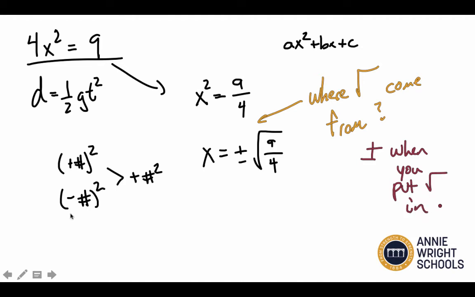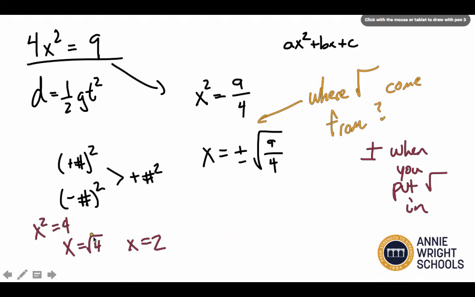If it was already in the problem, if I told you x equals the square root of 4, then the answer is x equals 2. But if I tell you x squared equals 4, then you have to put in the plus minus in front, and your answer is plus or minus 2. It's really that simple. Just ask yourself, did I put in a square root? If so, put in the plus minus.